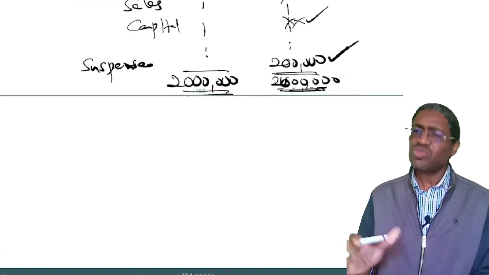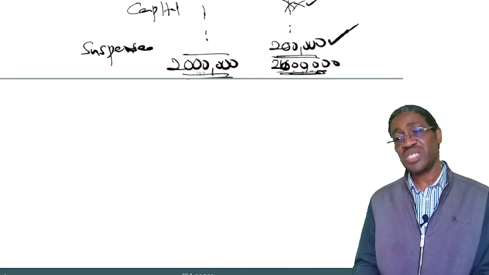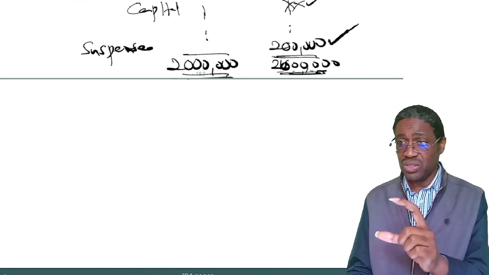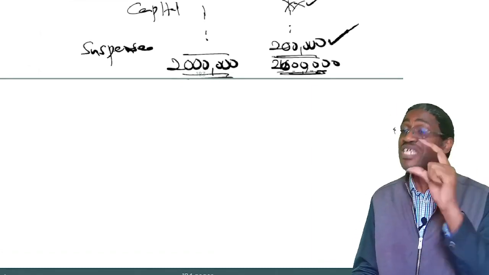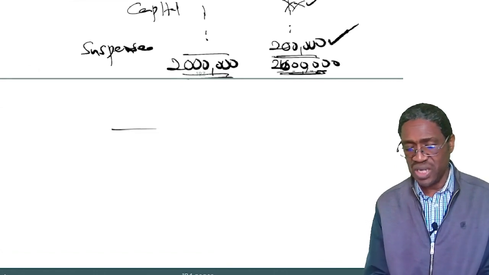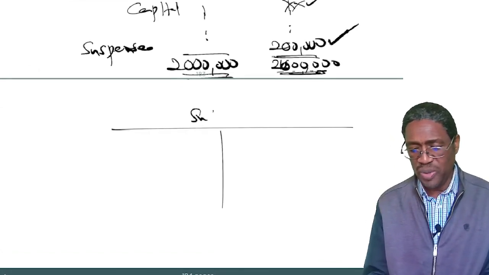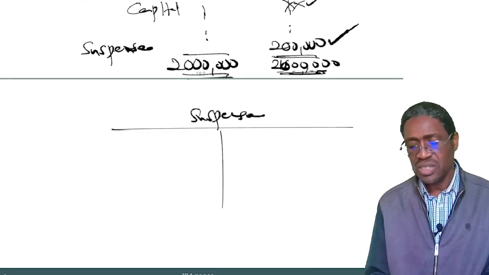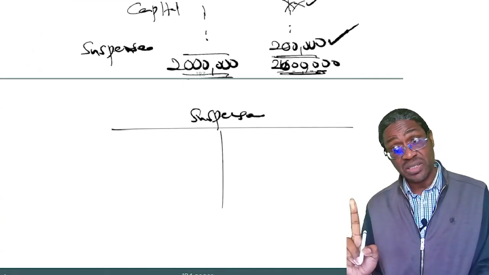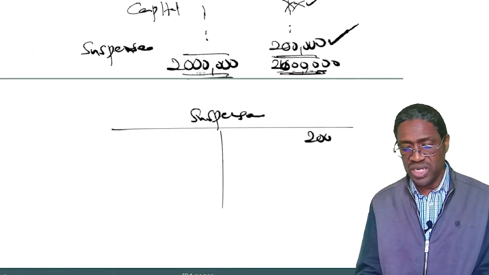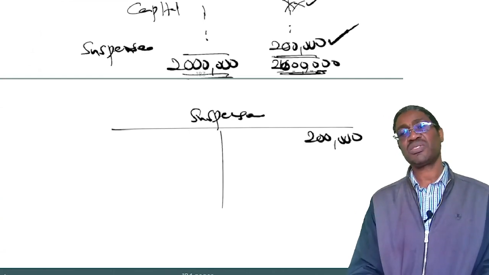If the debit was more than the credit, then we say you suspend the amount by transferring it on the credit side of the suspense account. So you normally open an account called suspense. The debit was more than the credit, so you suspend the amount on the credit of the suspense account.